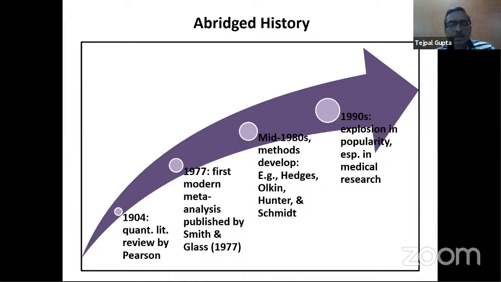Now, this is in brief an abridged history of systematic reviews and meta-analysis. Literature reviews, the narrative reviews, first started in the early 1900s. The first modern meta-analysis was actually published by Smith and Glass in 1977. And since the 1990s and 2000, there has been an explosion in popularity of systematic reviews and meta-analysis in biomedical research.